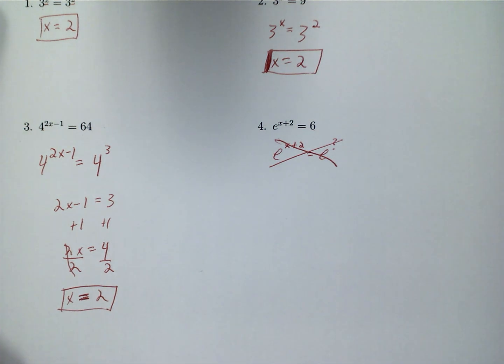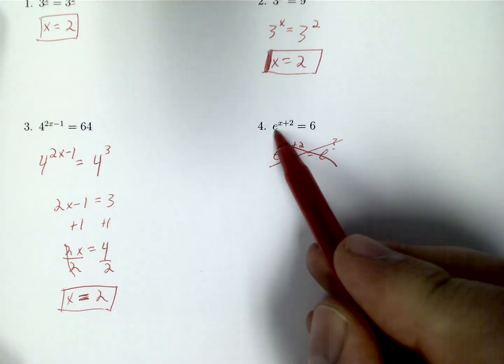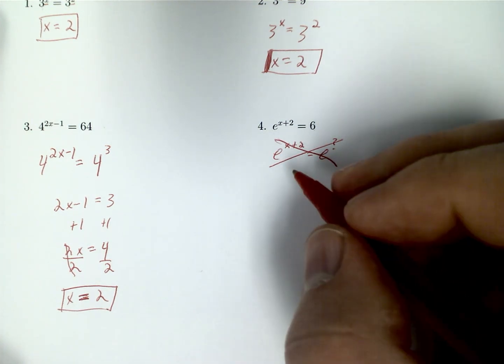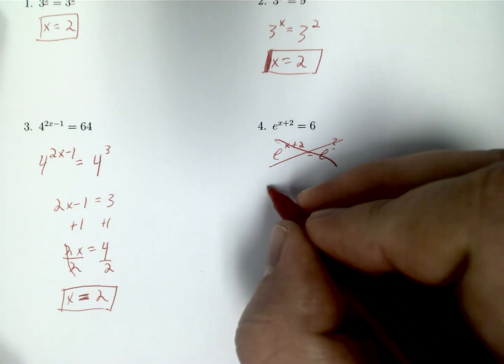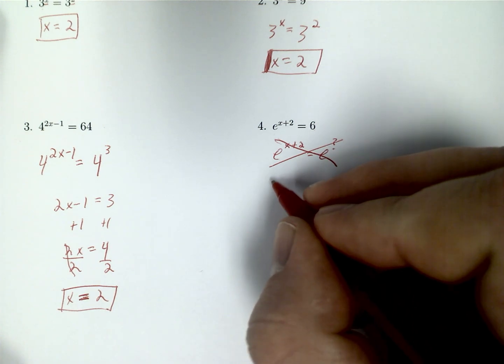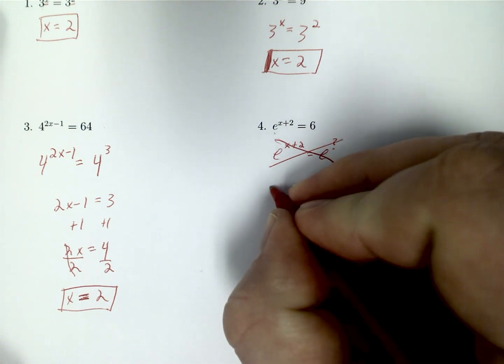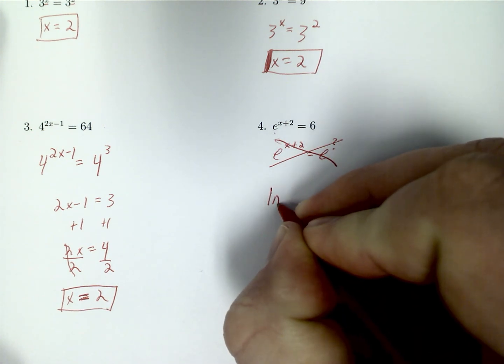But what do we know about equivalent equations? Well, this is an exponential. With an exponential, what is an equivalent logarithmic equation? The equivalent logarithmic equation has what base? It has a base of e. So log base e is ln.